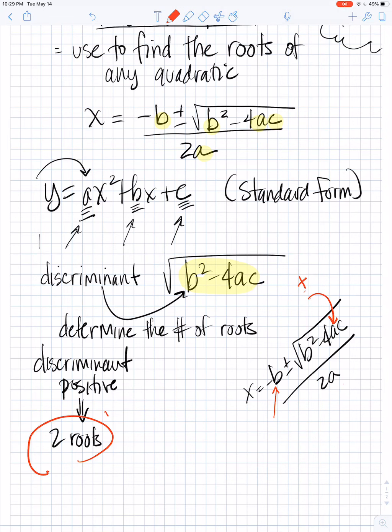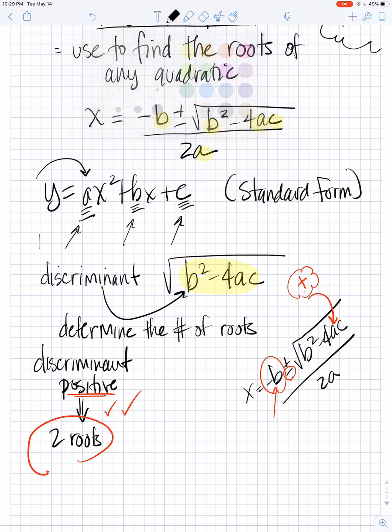That will give you one of the roots. And then you're going to do it again. You're going to take this negative b, and you're going to subtract the square root of whatever this positive value is and divide it by 2a. And that's going to be your second root. So you're going to be asked to determine how many roots there are just by looking at the discriminant. You don't have to go through the whole quadratic formula. Well, let's think about that.